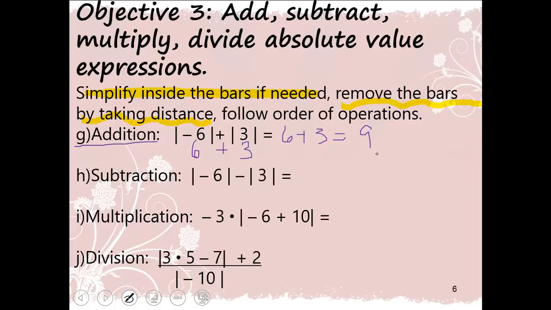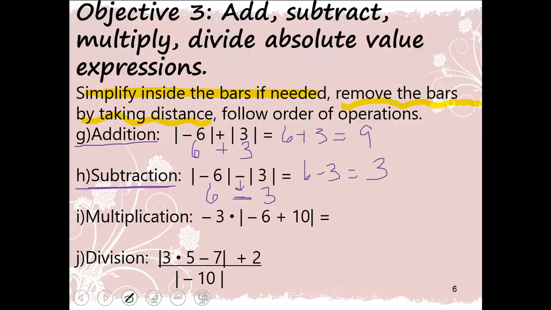On H, we're going to do subtraction. So we keep this as a subtraction, but the absolute value of 6 is a distance of 6. The absolute value of 3 is a distance of 3, so 6 minus 3 is equal to 3.